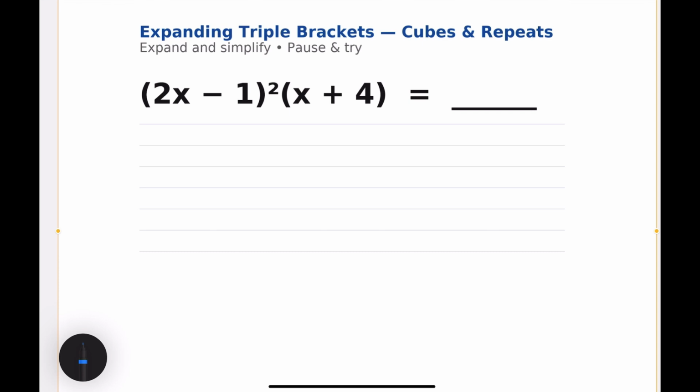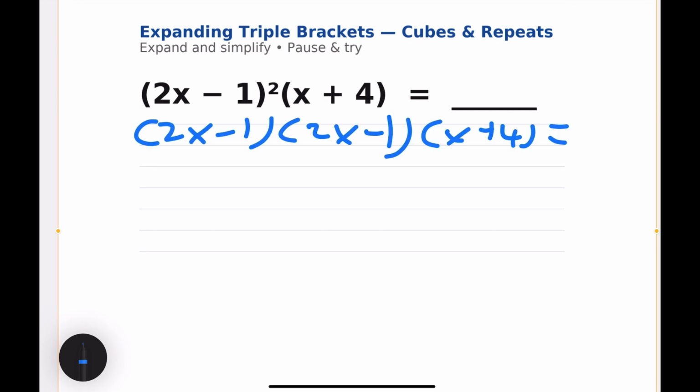Okay, so next question. So this time we have 2x minus 1 in brackets squared. A common mistake students make is they'll square the 2x and they'll square the negative 1, and that would be their answer. But we need to square what's inside the brackets. So we need to do 2x minus 1 multiplied by 2x minus 1. So let's do that. It's best to write it down so you don't make a silly mistake.